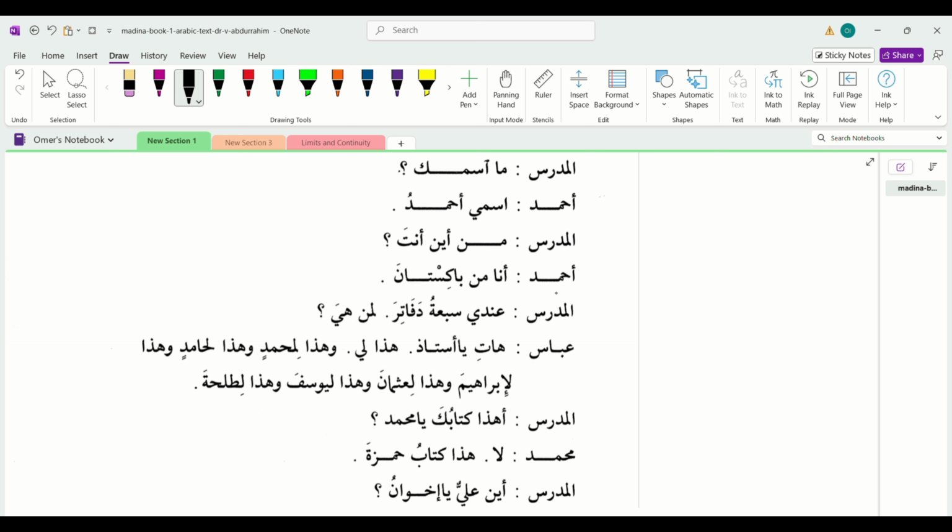But since it is mamnu min as-sarf, it will not get the tanween, and it will get the fatha instead of the kasra. عندي سبعة دفاتر. I have seven notebooks. To whom does it belong? عباس. هات يا أستاذ. هذا لي. Hati basically means give it to me, ya Ustaz, oh my teacher. هذا لي. This is mine. وهذا لي محمد وهذا لي حامد وهذا لي إبراهيم.